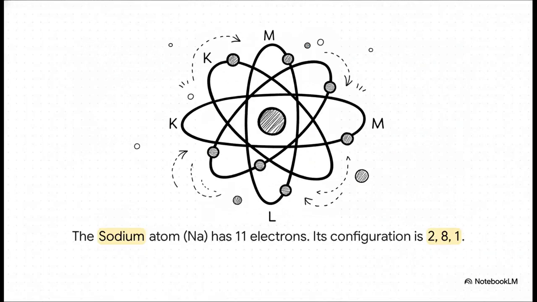Let's see this in action with a real example. Let's take sodium. A sodium atom has 11 electrons. So how do we arrange them? Well, the first 2 electrons go into the K shell. Okay, now the K shell is full. We still have 9 electrons left to place. So the next 8 electrons will go into the L shell. Now the L shell is also full. How many are left? Just 1. That one last electron will go into the next available shell, which is the M shell. So the electronic configuration of sodium is written as 2, 8, 1.